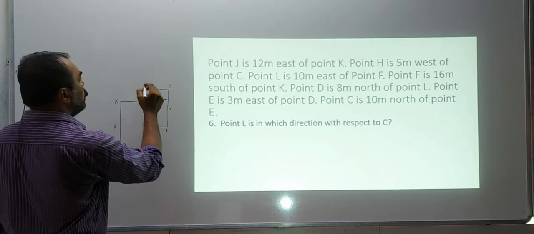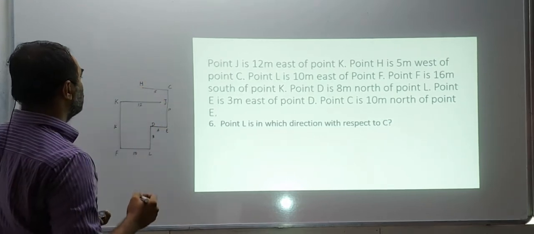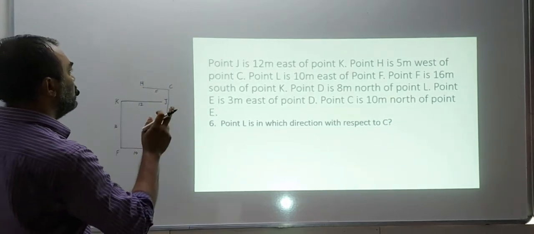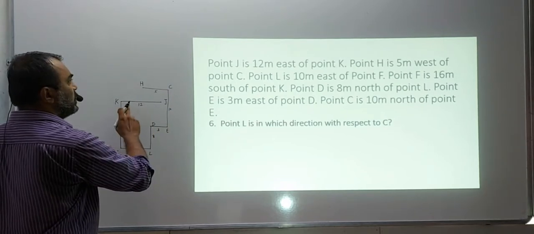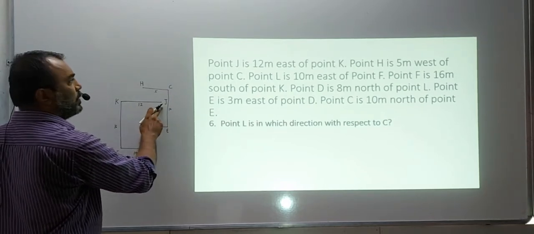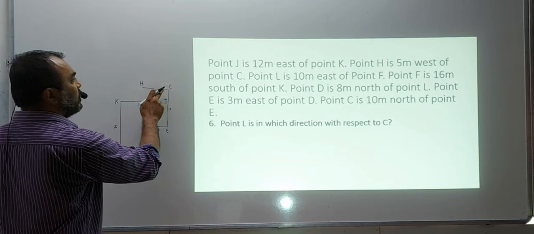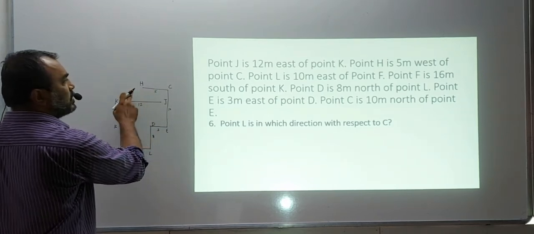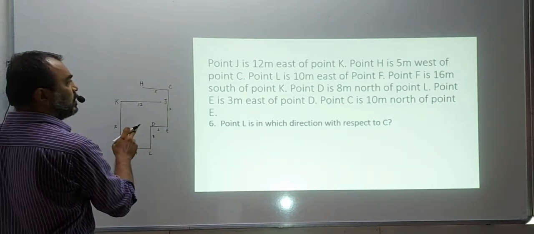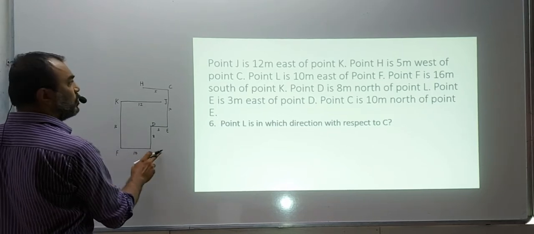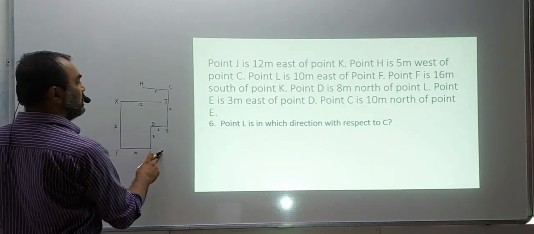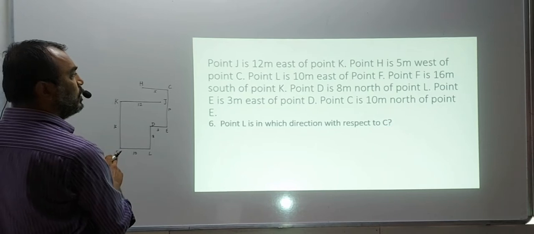Okay, which is this point? This is point H. So point J, again we start. Point J is 12 meter east of point K. Point H is 5 meter west of point C, west on the west. Point L is 10 meter east of point F. Point F is 16 meter south of point K.